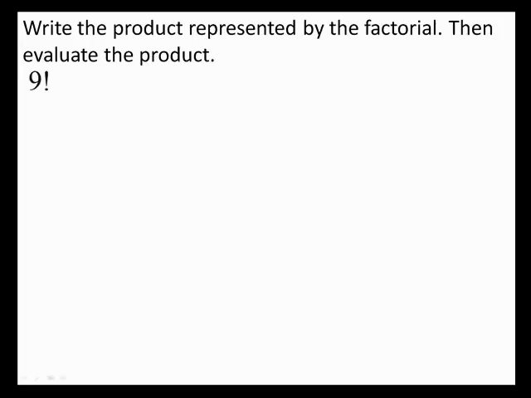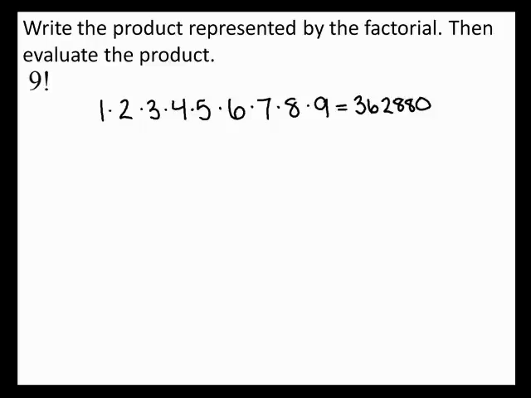Write the product represented by the factorial, then evaluate the product. 9 factorial. Rewrite 9 factorial as 1 times 2 times 3 times 4 times 5 times 6 times 7 times 8 times 9. Simplify 1 times 2 times 3 times 4 times 5 times 6 times 7 times 8 times 9 by using a calculator. You find that 9 factorial is equal to 362,880.